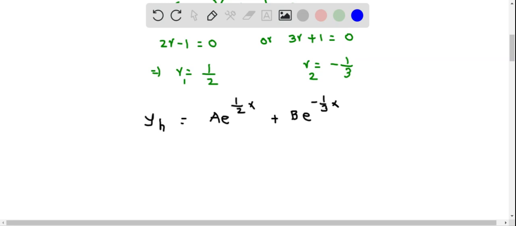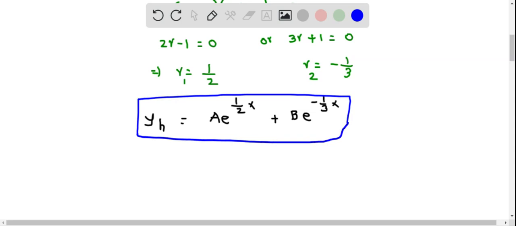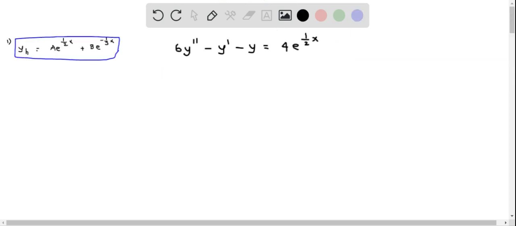So in the first step we have determined the general solution to the homogeneous equation, that is yh equals a e power half x plus b e power negative 1/3 x. In step 2, we write the general form of the particular solution. That is, we should write y sub p using this right side expression. The general form of this one is a e power half x. This is for an exponential function, but we can use the letter c because we have already used the letters a and b for the constants. So here I'm going to use c.